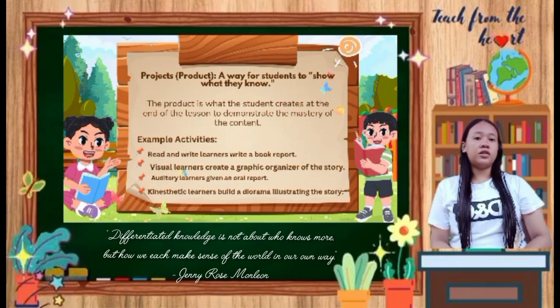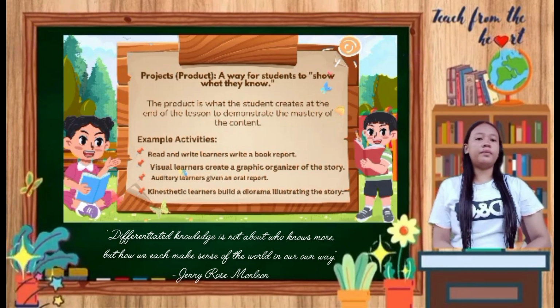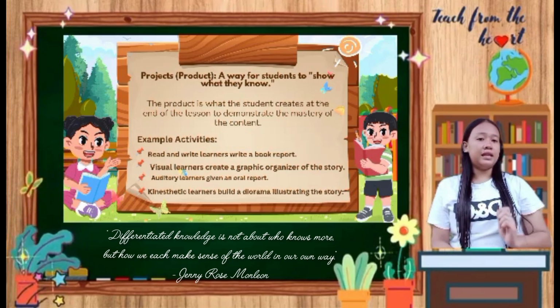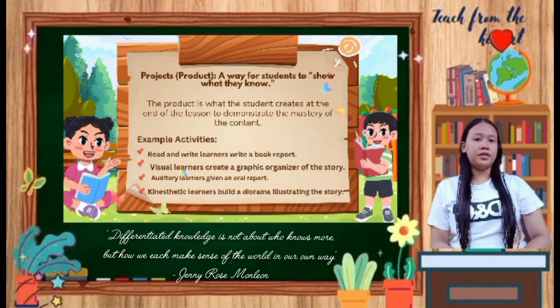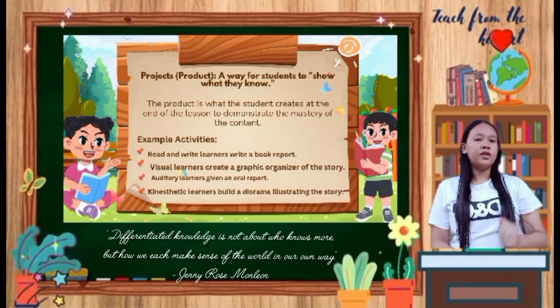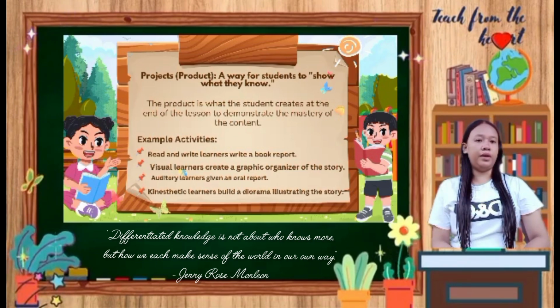Third is auditory. Learners give an oral report. They remember better by speaking and listening. And lastly is kinesthetic. Learners build a diorama illustrating the story. So they learn through hands-on activities and movement.